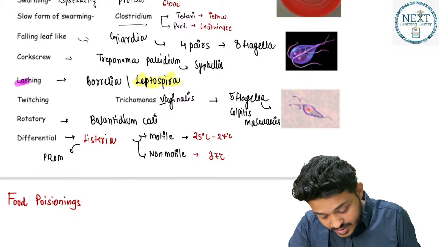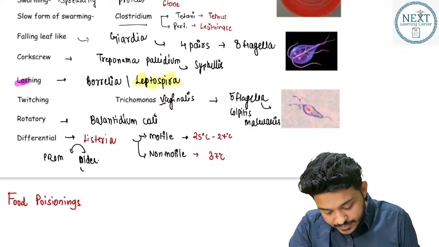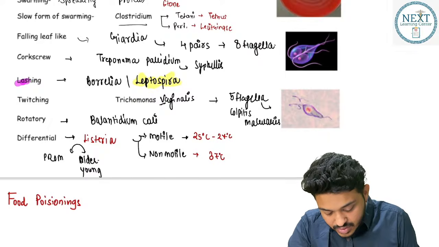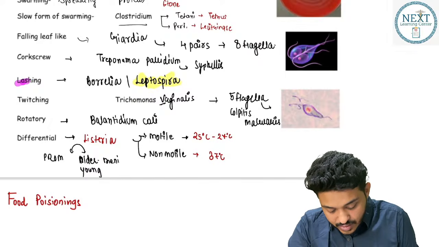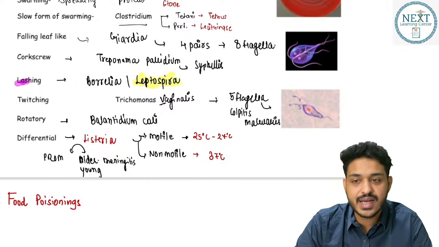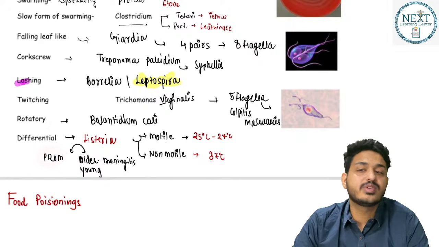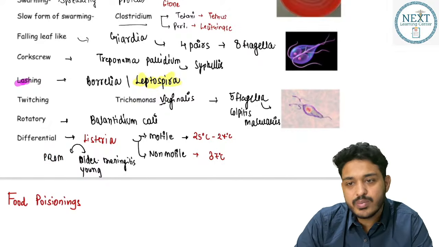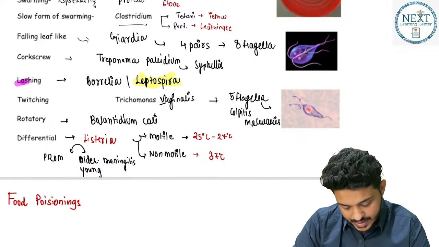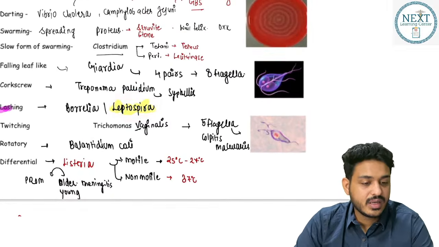And second important thing is that in the older patients and in the young individuals, it can cause meningitis. It can cause meningitis in the elderly patients, in the young patients, right? And it can also cause premature rupture of membrane. So these are the two important points that you can remember about Listeria. Yes, Leptospira is going to be there.